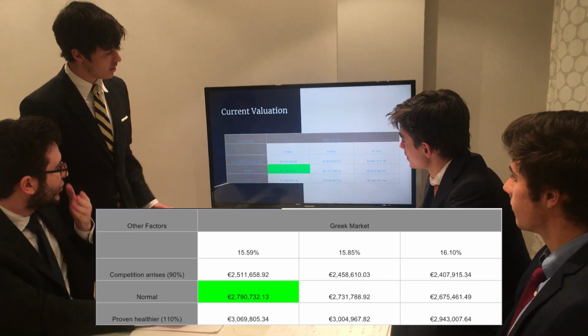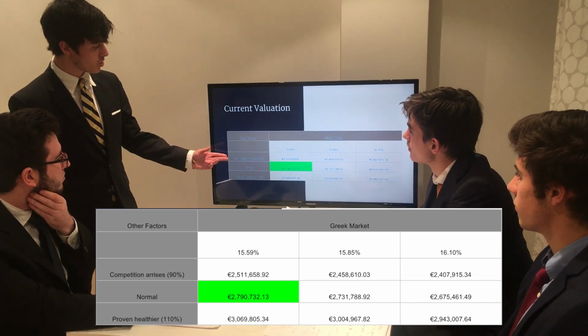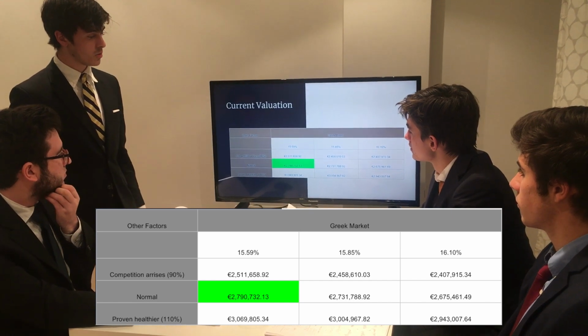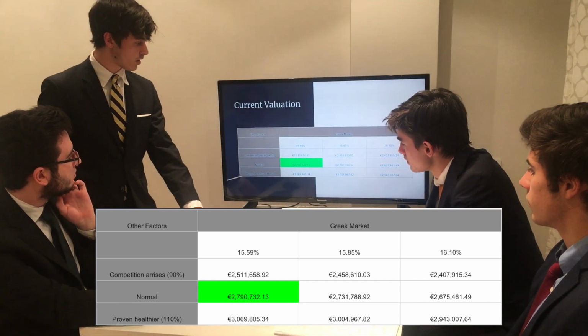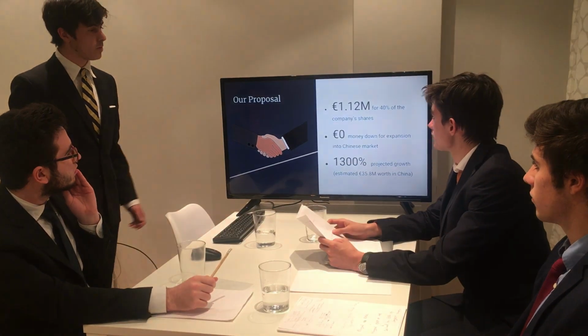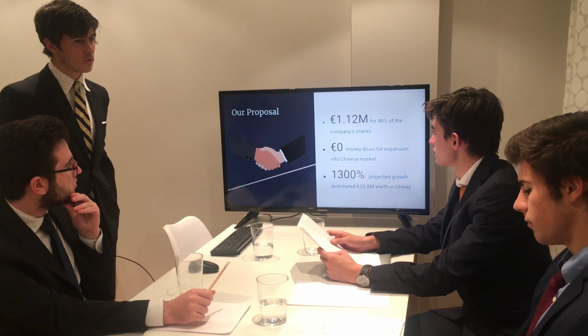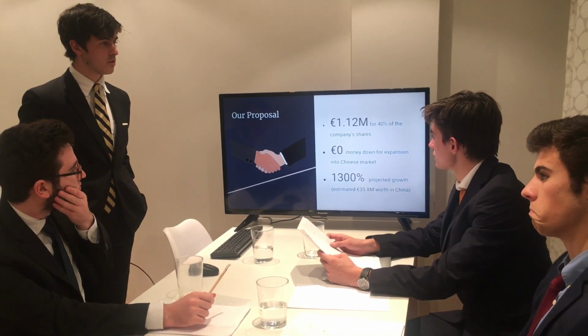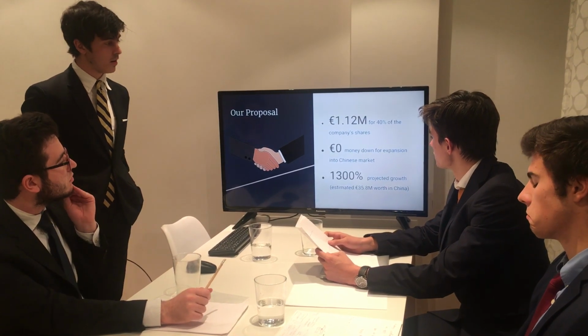Clearly, we selected the highest amount of money in a normal scenario, and these would show the different cash flows if your company would decrease or increase in the upcoming years. So giving you guys the best deal that you currently have, we're willing to pay $1.12 million for 40% of your shares so that we can have enough foothold in your company to help you operate in China.